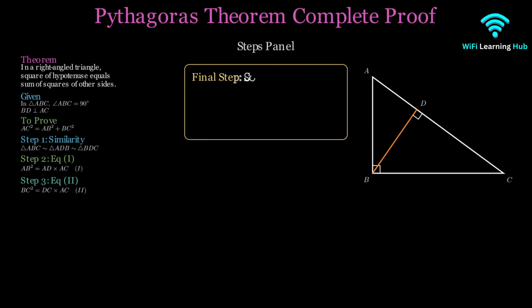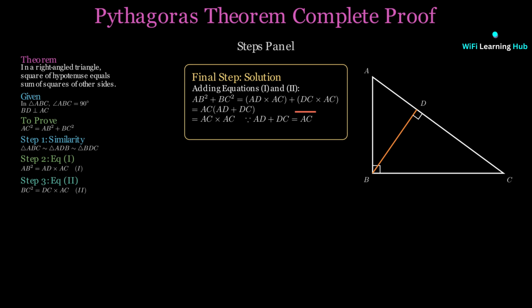We are almost there. Now let us add equation 1 and equation 2 together to combine our results. Notice that side AC is present in both terms. So let us factor out that common side AC. Look inside the parentheses where we have segment AD plus segment DC. And let us see what that looks like on our diagram.